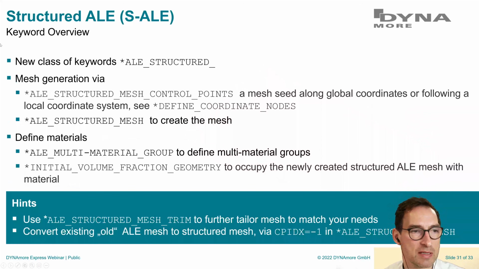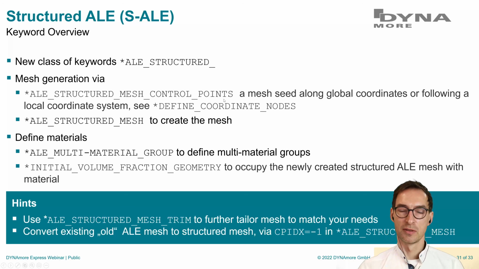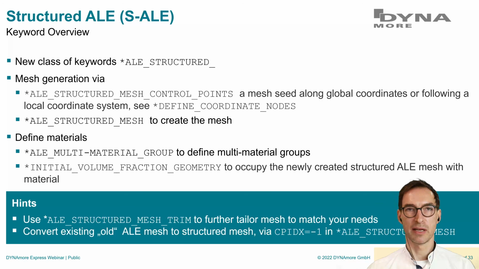Okay, here are a few keywords. I don't want to go into details due to lack of time, but all the structured ALE keywords start with *ALE_STRUCTURED. With that, you get a whole new class of keywords. Also feel free to check out www.dynaexamples.com, where you find a couple of examples you can use for starting your new ALE or structured ALE. For instance, if you want to create a mesh, there's the keyword *ALE_STRUCTURED_MESH_CONTROL_POINTS. With that you can define a mesh seed along the coordinate axis, which could be the global coordinate system or some local coordinate system.